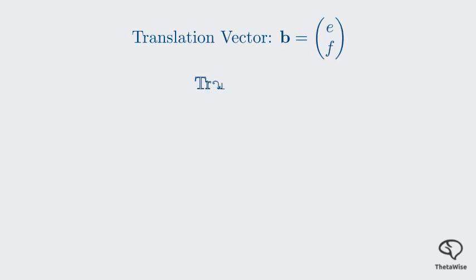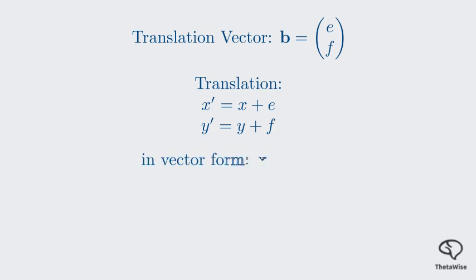So, if a point (x, y) is translated by vector b, its new coordinates (x', y') are simply x plus e and y plus f. In vector form, the image vector x' is the sum of the object vector x and the translation vector b. Notice how this perfectly fits the affine transformation form x' equals A x plus b, with the matrix A being the 2x2 identity matrix, (1, 0; 0, 1), which doesn't change the vector x.